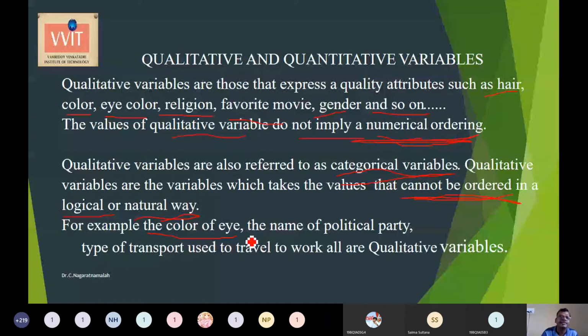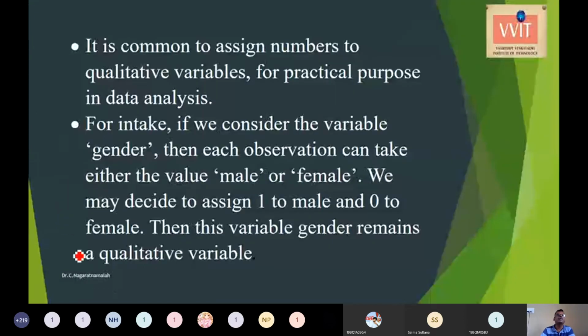These are some different types of examples in nature. That is very, very important. You have to study different types of examples in real time. Now, it is common to assign numbers to qualitative variables. See here, in the previous slide we defined only color like that. Here we are saying that it is common to assign numbers to qualitative variables for the practical purpose of data analysis. Is it right?